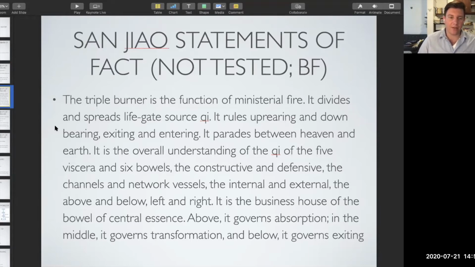It is the business house of the bowel of central essence. So we've got some debate about what the central essence is. We're just going to leave that sentence for now. Above, it governs absorption. In the middle, it governs transformation. And below, it governs exiting. So lots of stuff in what was presented as one statement of fact. These are from Bob Flaws, by the way. That's what the BF is.